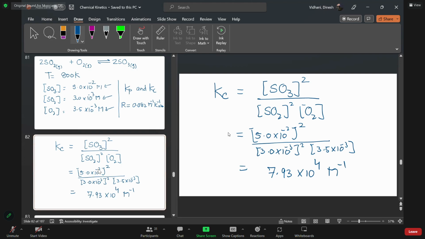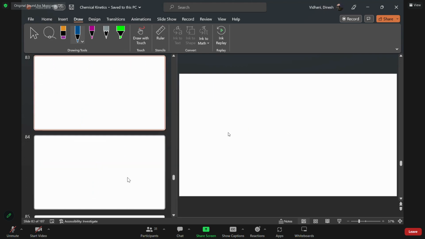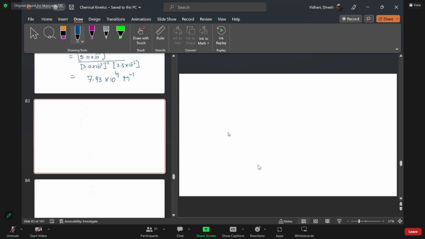For this one, you should be using the equation Kp equals Kc (RT) raised to delta n. So you already found Kc. You know what R is. You know what T is, it's 800 kelvins. And you know what delta n is in this case.